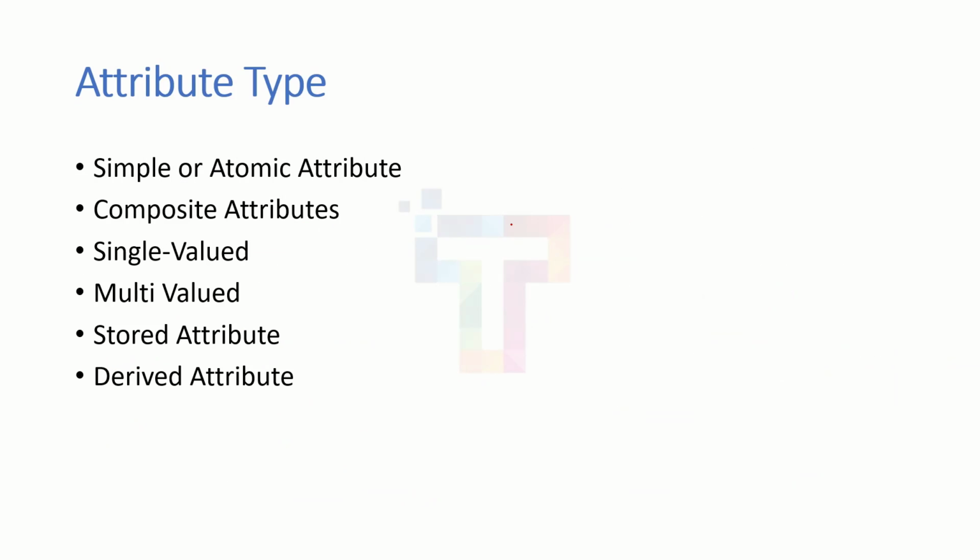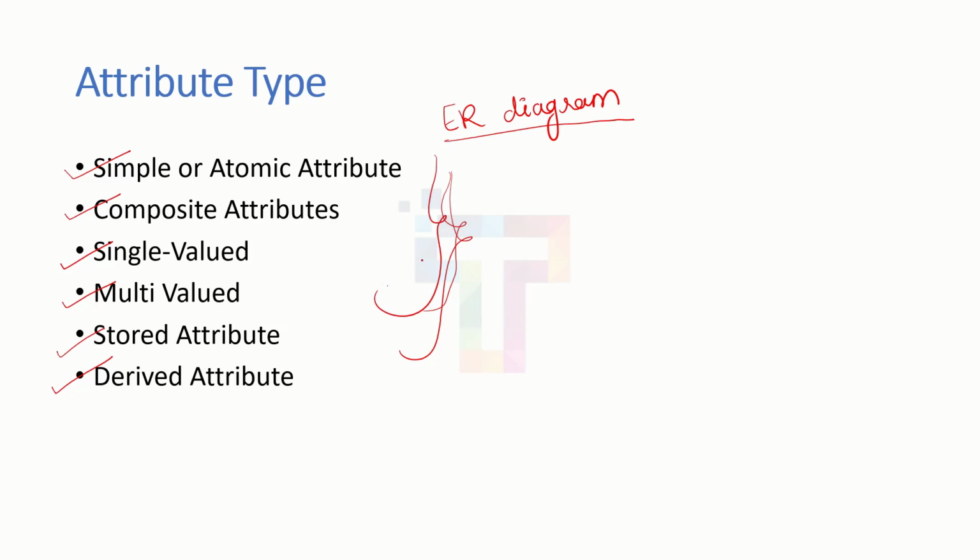So we have different categories in it. First one is simple or atomic attribute, composite attribute, single valued attribute, multi-valued attribute, stored attribute, and derived attribute. See, this is an important concept we need to understand for your ER diagram, entity relationship diagram. To draw this diagram, you need to understand this concept very clearly.